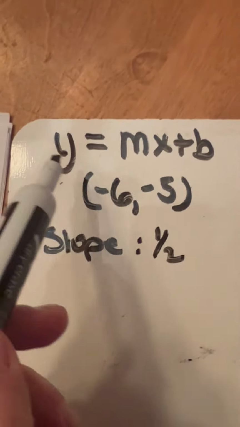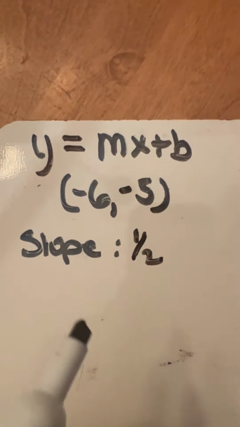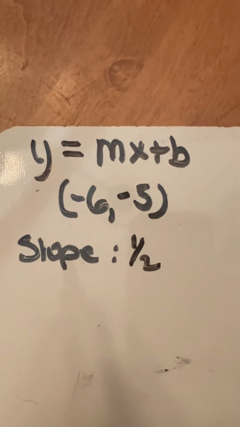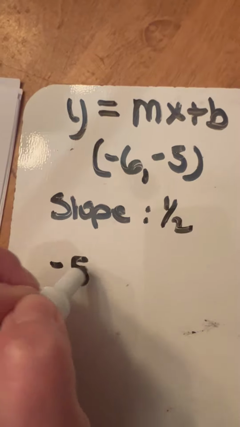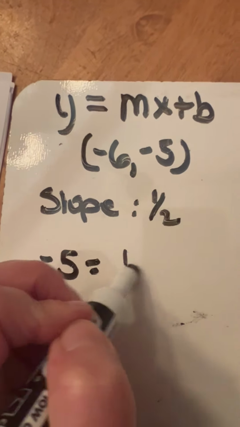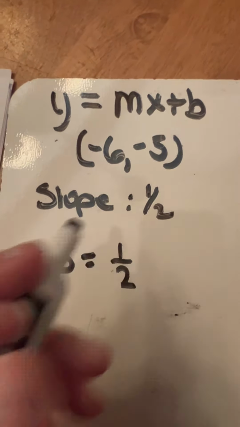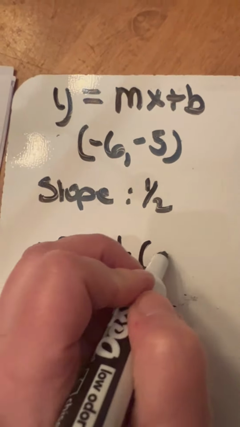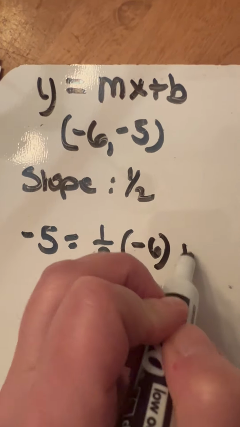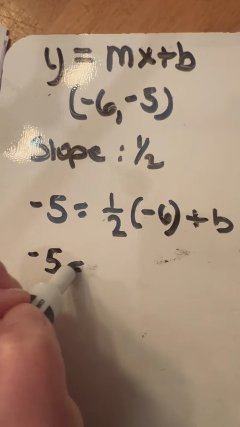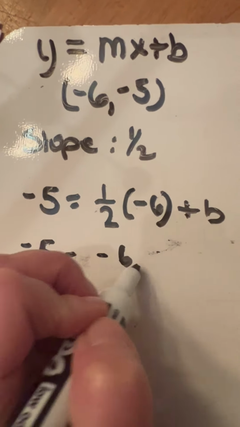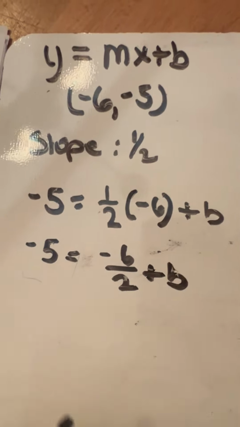So I'm just going to plug them in here. We're gonna solve for the b. So the -6 is the x, the -5 we'll start off with is the y. So -5 equals our slope, which is m, times the -6, which is our x, and then we're gonna solve for b. So we've got -5 is equal to -6 over 2, plus b.